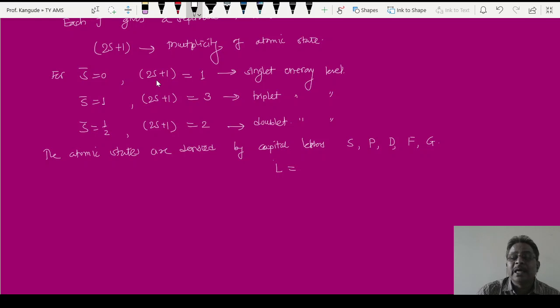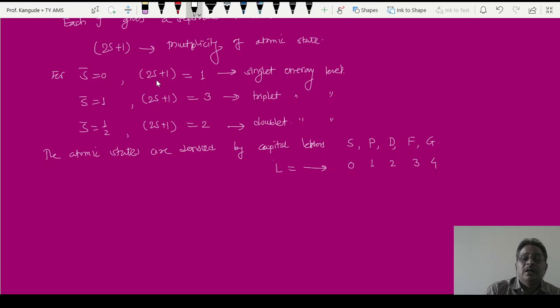For capital L equal to 0, it is the S state. For 1, it is the P state. For 2, it is the D state. For 3, it is the F state, and for 4, it is the G state, and so on.